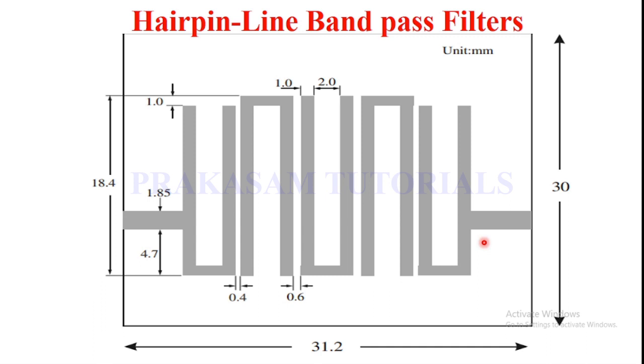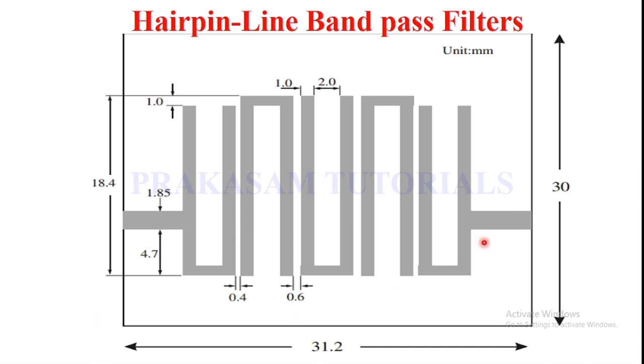The low-pass filter prototype parameters: the normalized low-pass cutoff frequency is 1 radian per second, and the general values of the low-pass prototype filter are G0 and G6 are 1, G1 and G5 are 1.14, G2 and G4 are 1.37, and G3 is 1.97.